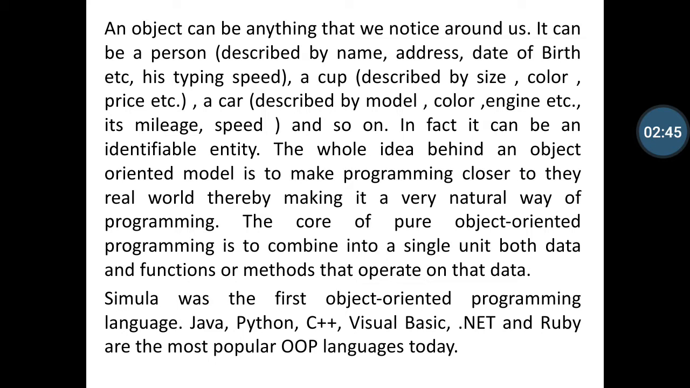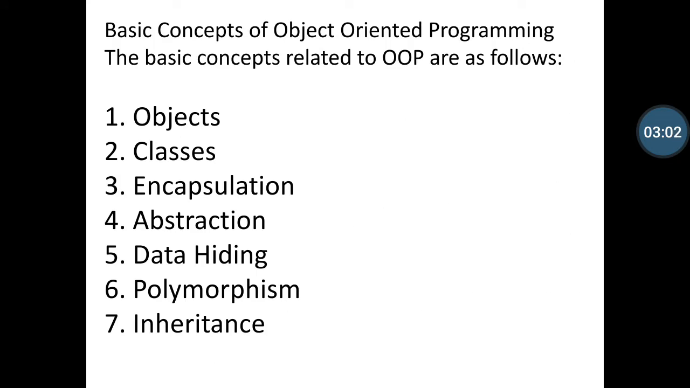I am also introducing some languages. Simula was the first object-oriented programming language. After that, Java, Python, C++, Visual Basic, .NET and Ruby are the most popular object-oriented programming languages today. The basic concepts of object-oriented programming are object, class, encapsulation, abstraction, data handling, polymorphism, and inheritance. Those are defined in our next lectures. I am defining them with examples.